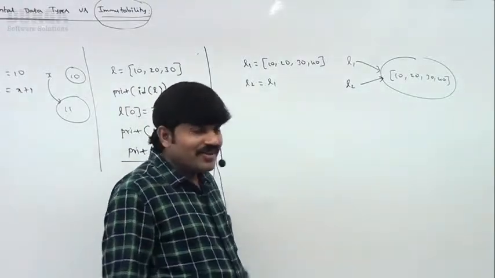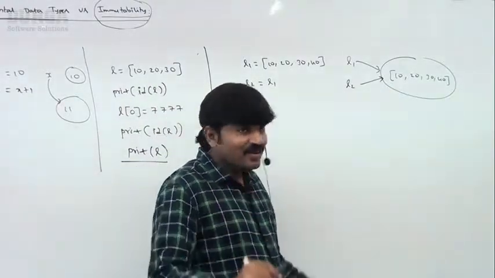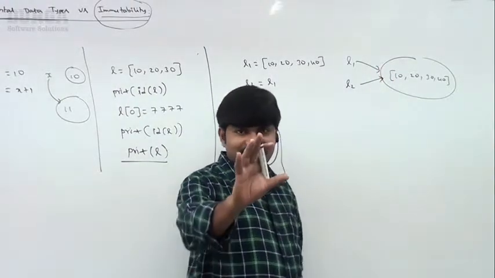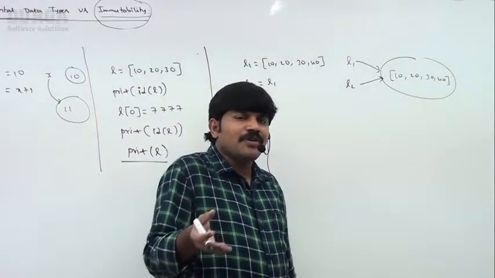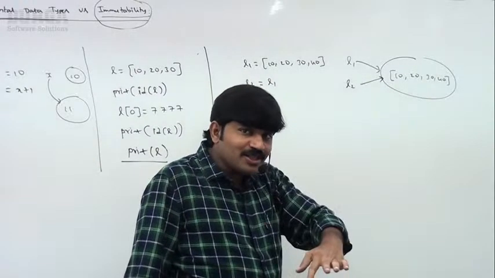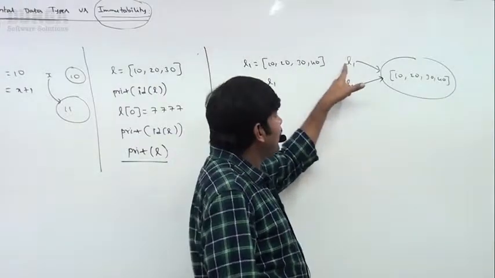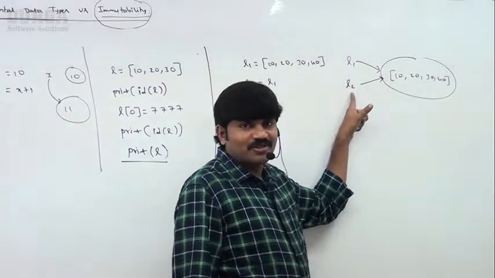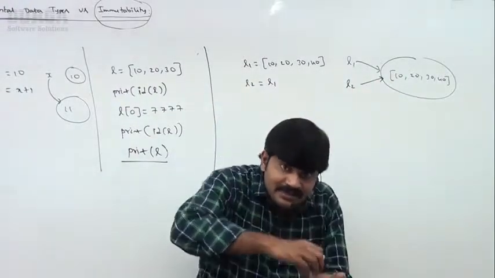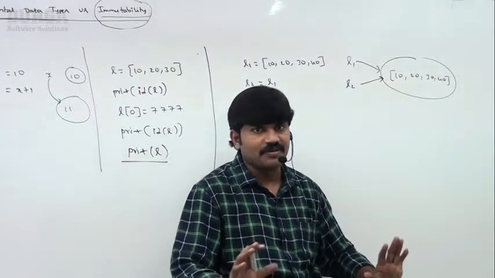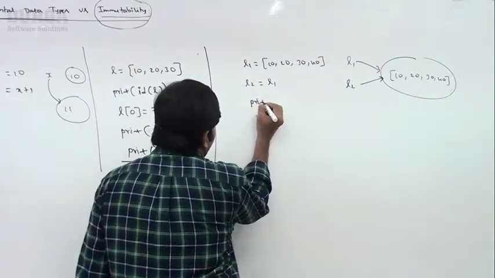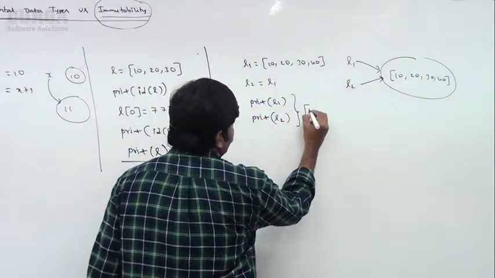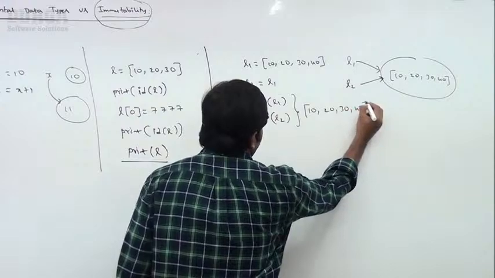How many list objects are there? One. But how many references are there? Two reference variables, both pointing to the same object. If any person tries to change the content, all those changes will be performed in the existing object only. So if I perform some change by using L1, those changes will be reflected in L2 also, because both point to the same object. Now print of L1, print of L2. In both cases we are going to get 10, 20, 30, 40.